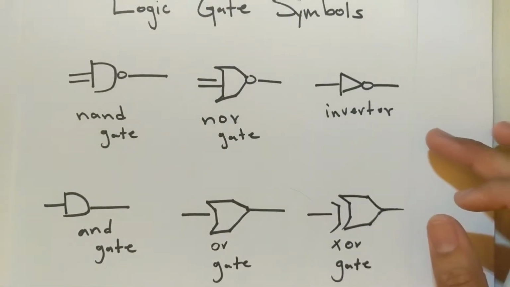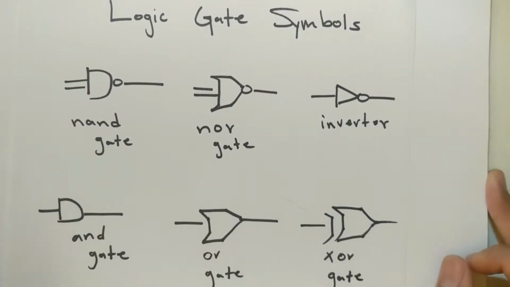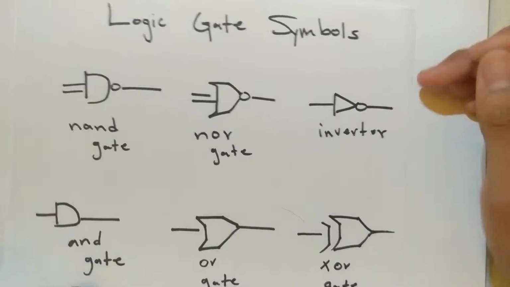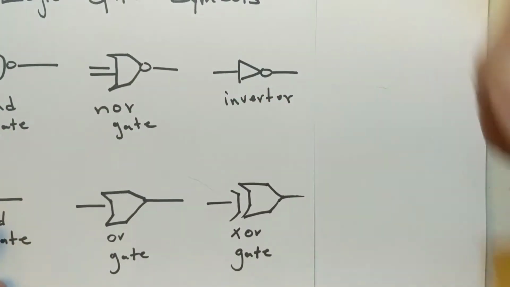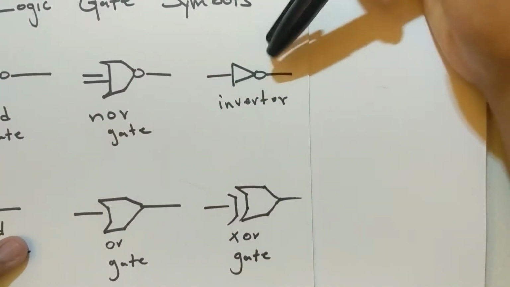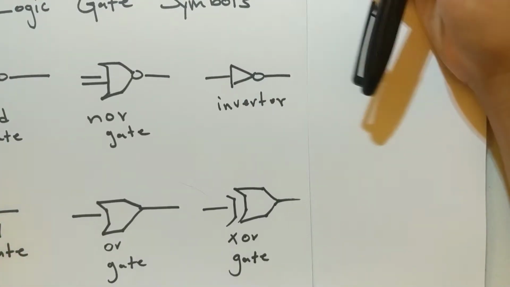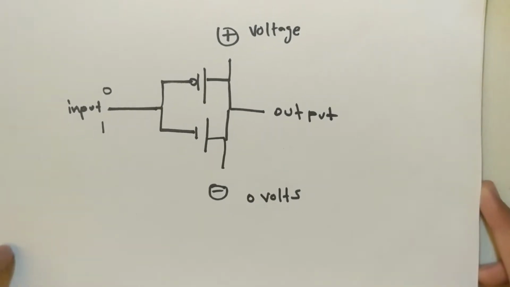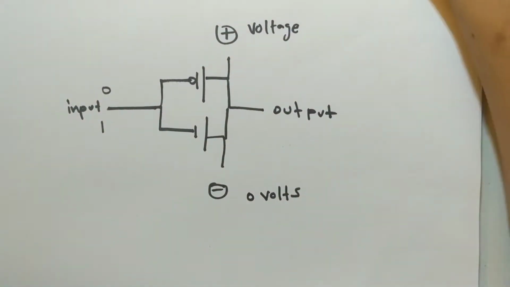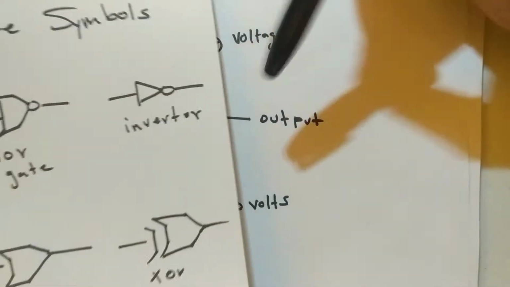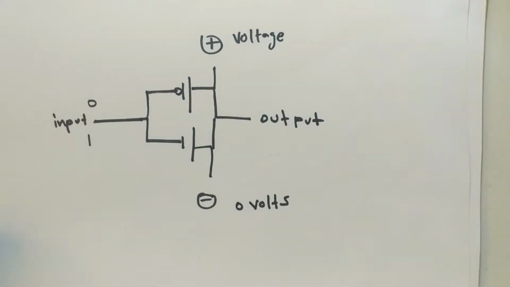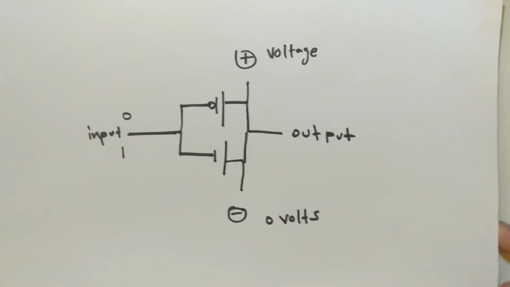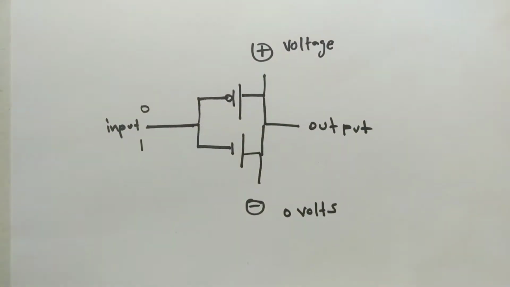Let me show you an example of how to create one of these gates using transistors, just so you can see how one would work. Right here we have the inner workings of the inverter gate. What does the inverter gate do? Basically, if you give it a 0, you want an output of 1. If you input a 1, you want an output of 0.